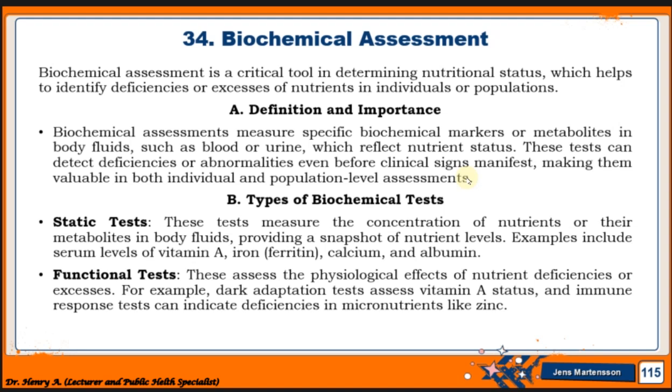On the other hand, functional tests assess the physiological effect of nutrient deficiencies or excesses. For example, you have the dark adaptation test, which assesses vitamin A status. And you have the immune response test, which can indicate deficiencies in micronutrients like zinc. Take note of these two examples: the dark adaptation test for vitamin A status assessment, and the immune response test for indicating deficiencies in micronutrients like zinc.